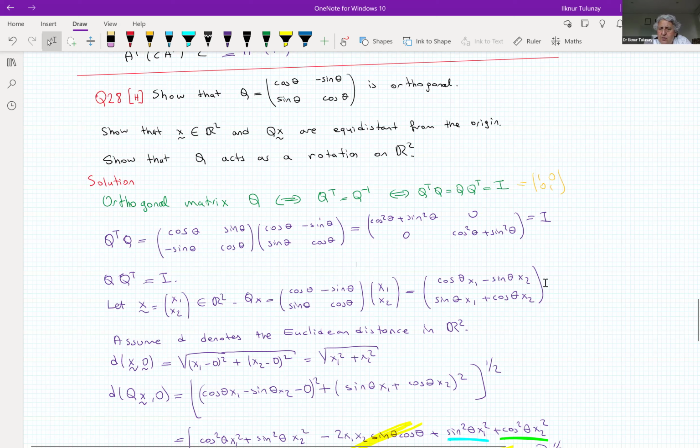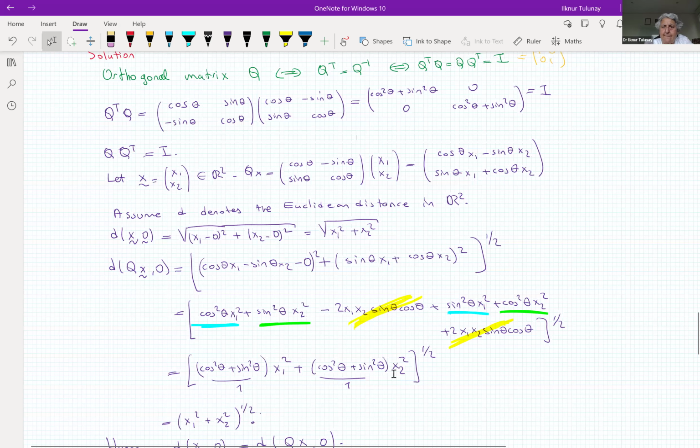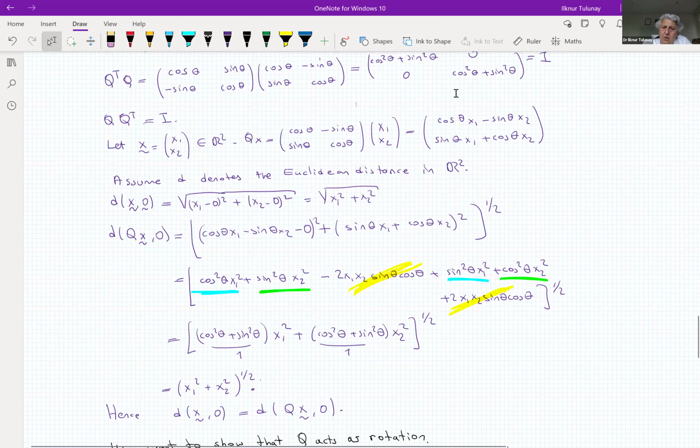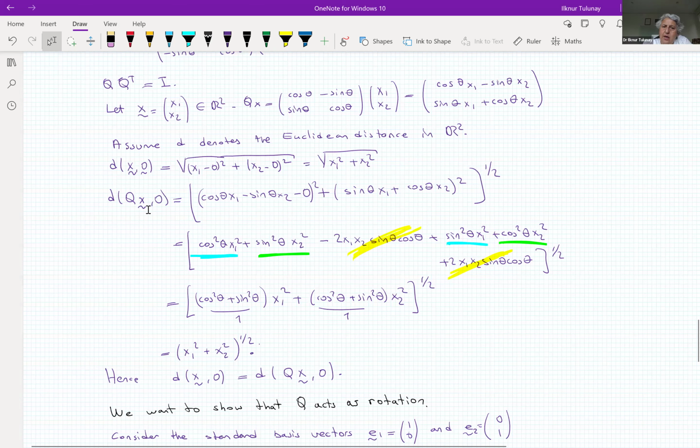Now this is the Qx vector. So this is the first component, and this is the second component. So this is the x-axis component, and this is the y-axis component. And now, similarly, we can calculate the distance, right? This is what I'm doing here. I'm calculating the distance D between Qx and the origin. So this is a vector, the 0 vector.